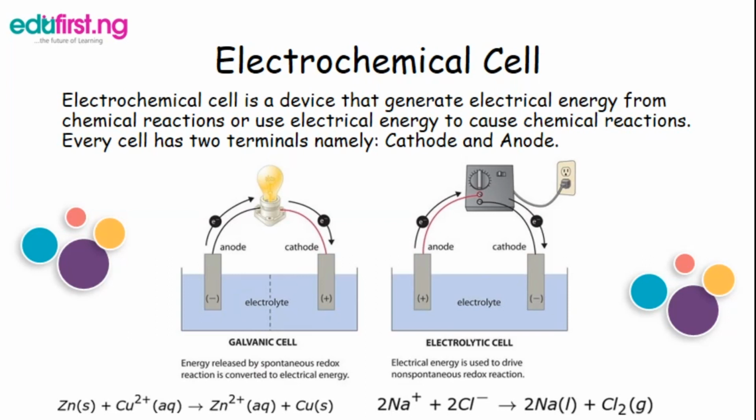When zinc and copper are combined, they produce zinc, insoluble and solid copper, and electricity is generated in the process. Also, when sodium ion and chlorine ion are combined with the use of electricity, they cause a chemical reaction producing sodium in liquid form and chlorine gas.